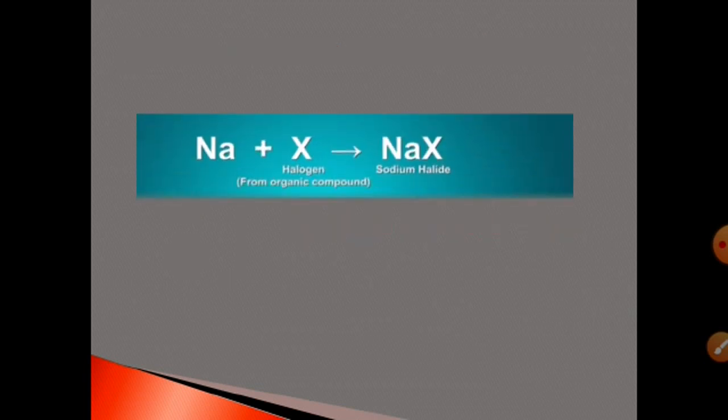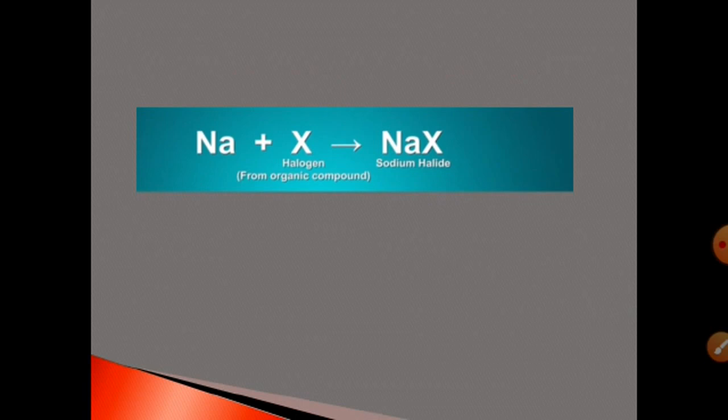Any halogen which is present in an organic compound, when fused with sodium metal, will be converted into the sodium halide.